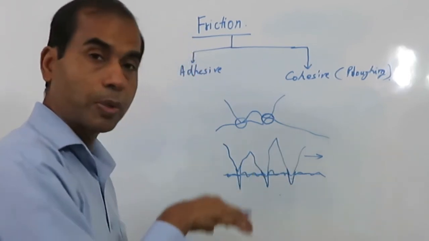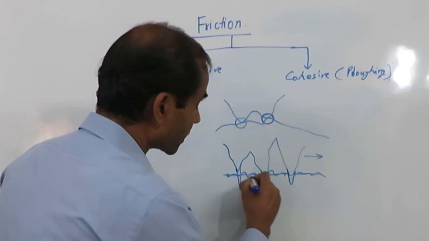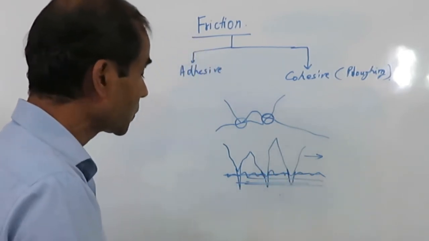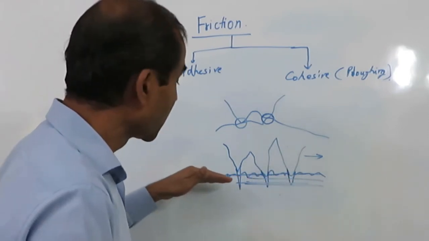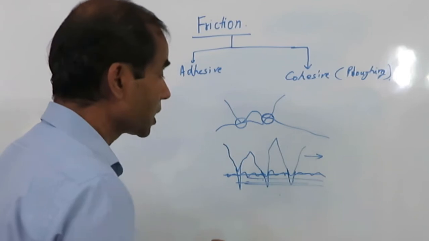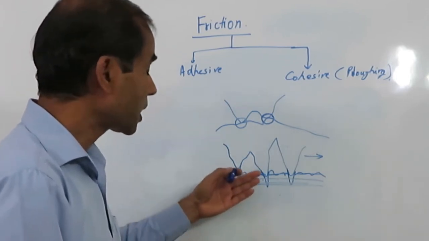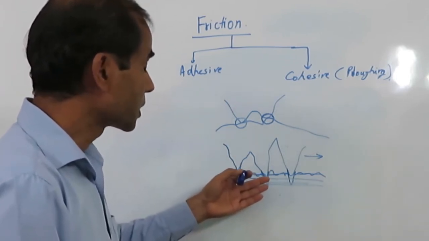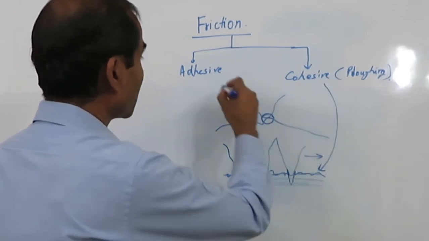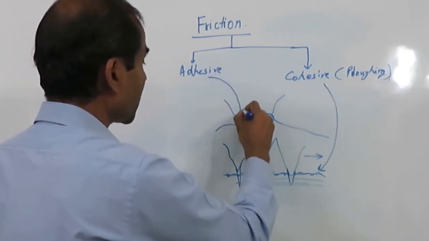And as they go deeper, they will scratch the surface. So this surface will be scratched, and in order to scratch the surface, in order to conduct this mechanical action, some energy has to be spent, and that is the friction force coming from the cohesive action. And this is coming from the adhesive action.